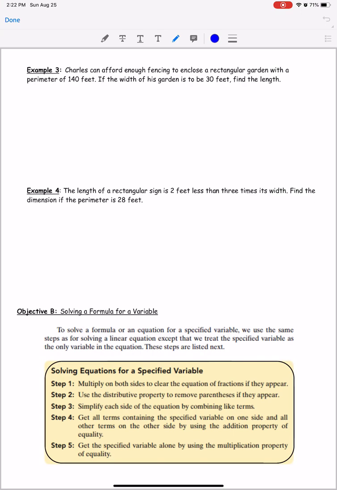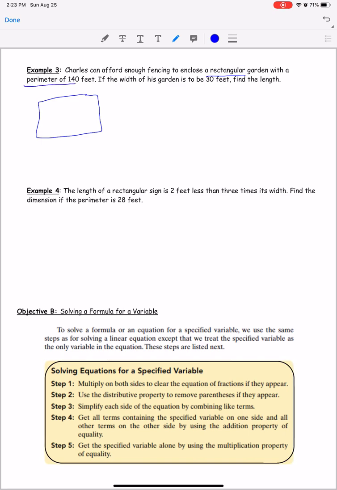So now we have some more word problem types. It says, Charles can afford enough fencing to enclose a rectangular garden with a perimeter of 140 feet. If the width of his garden is to be 30, find the length. So, easiest thing to do with these is to draw a picture. It says we have a rectangular garden. So here's my rectangular garden.